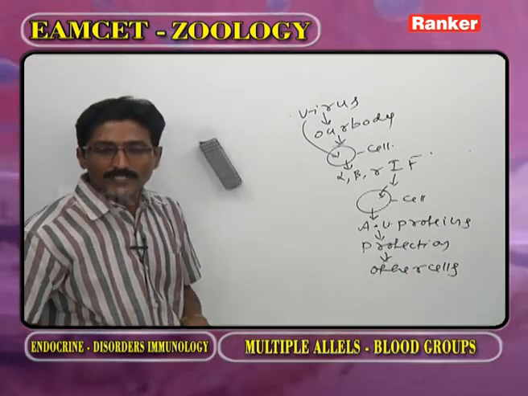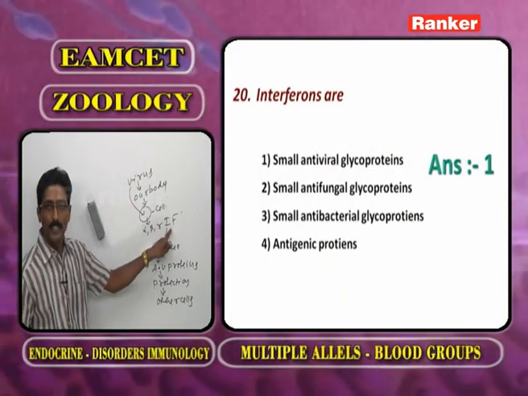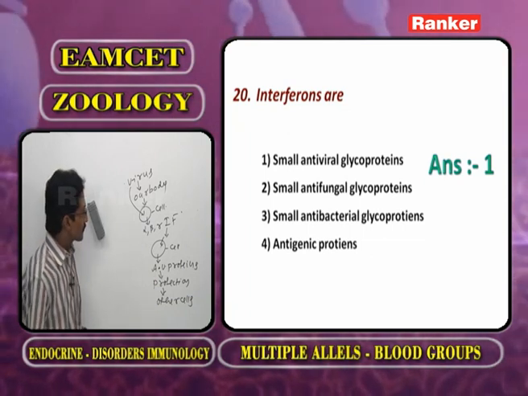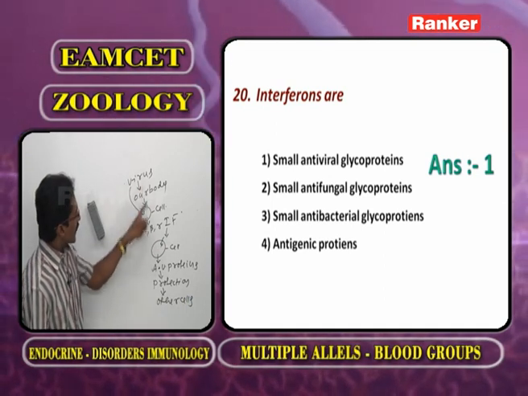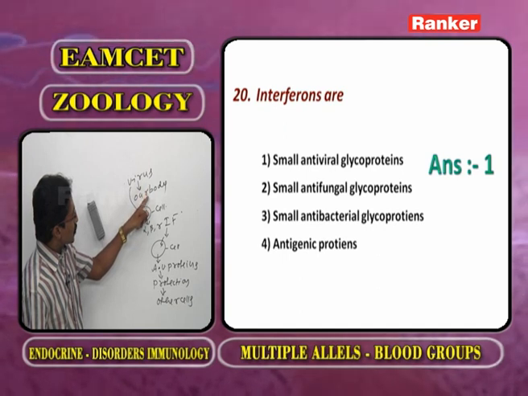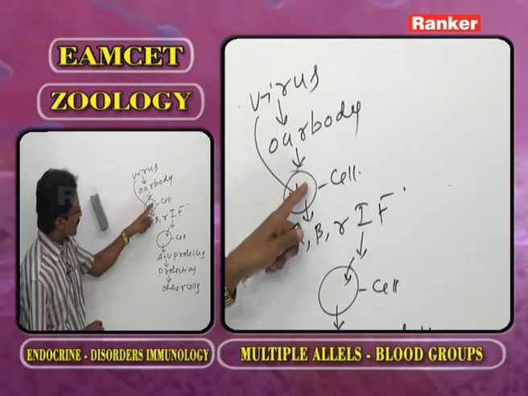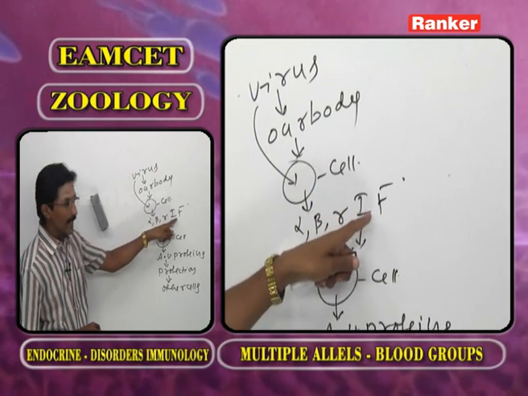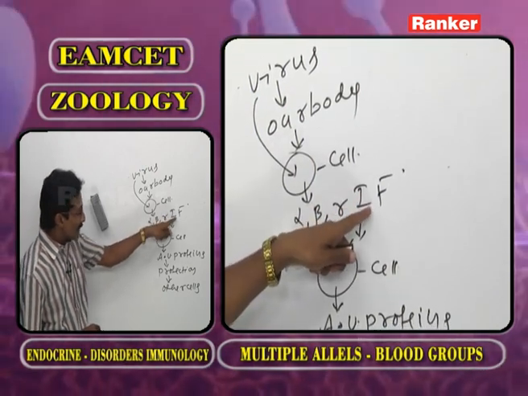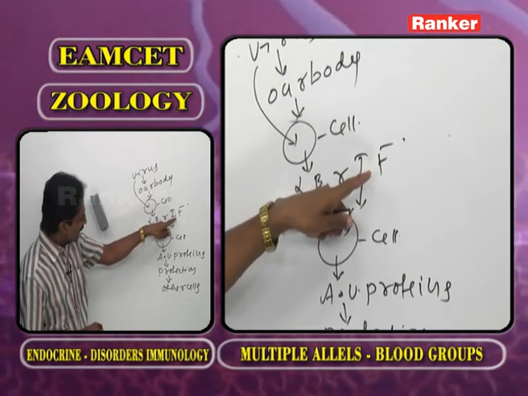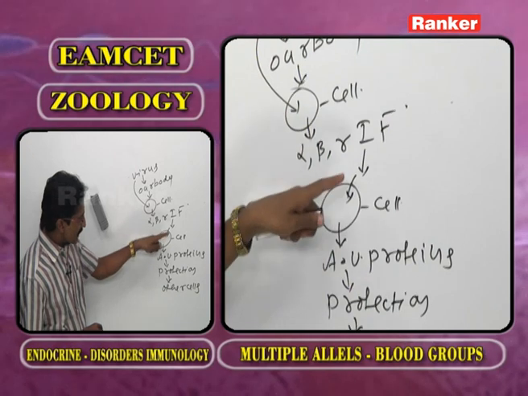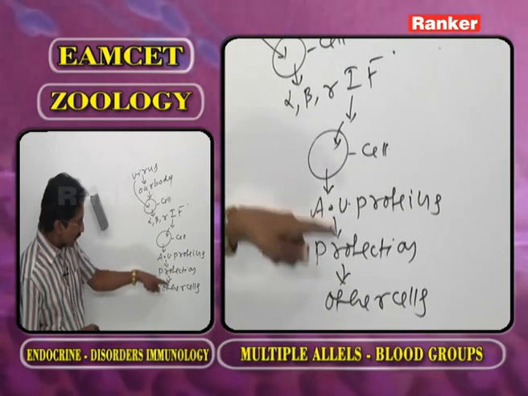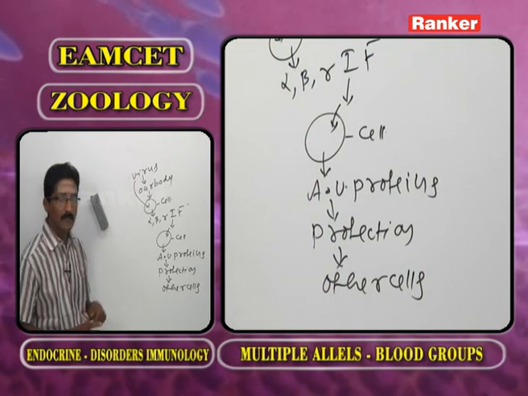Now what is the question? Interferons are small antiviral glycoproteins. Again we are repeating, the virus enters into our body, that means into one cell. Because of the virus, the cell releases alpha, beta, gamma interferons. Now the interferons are small glycoproteins. The interferons enter into another cell. Now the cell releases antiviral proteins. These proteins provide protection to other cells from the virus.